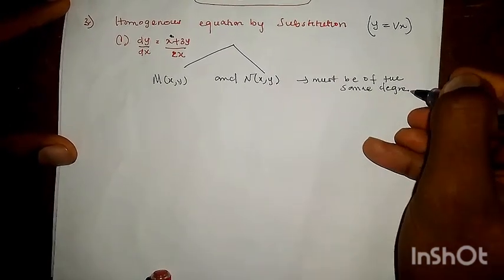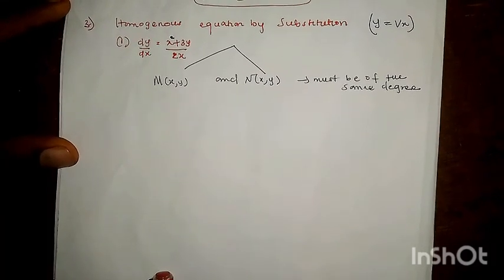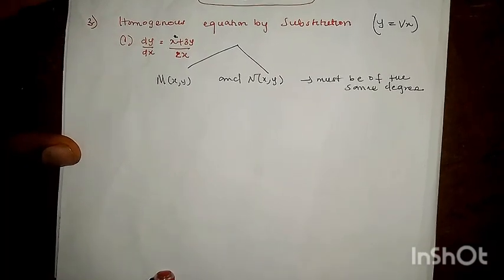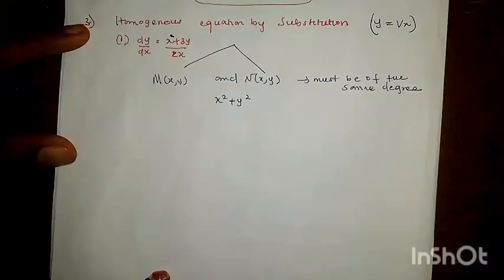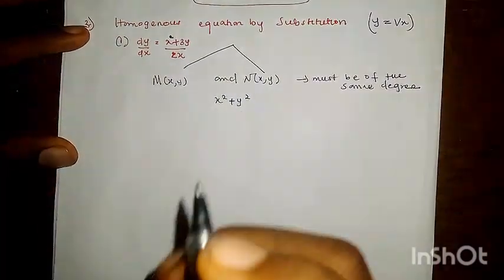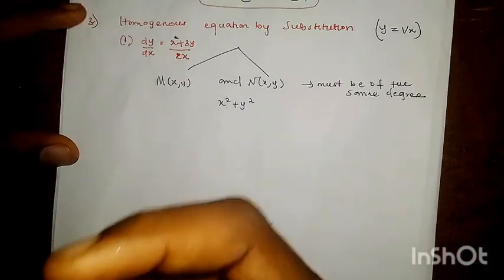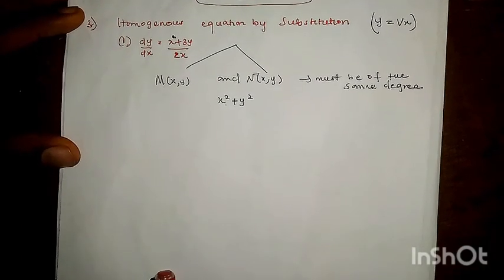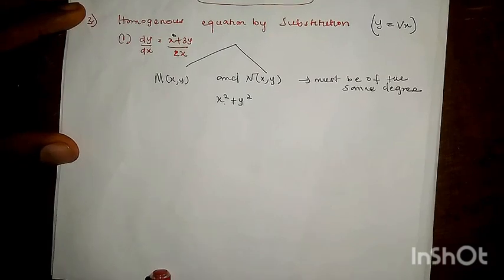Now, what is a degree? A degree is the power of those functions, the power in the equation of those functions. Let me take an example. Given x squared plus y squared, what is the degree of this equation? The degree is 2, because both x and y have a degree of 2. So if the two functions you are given are of the same degree, then you call that a homogeneous equation.